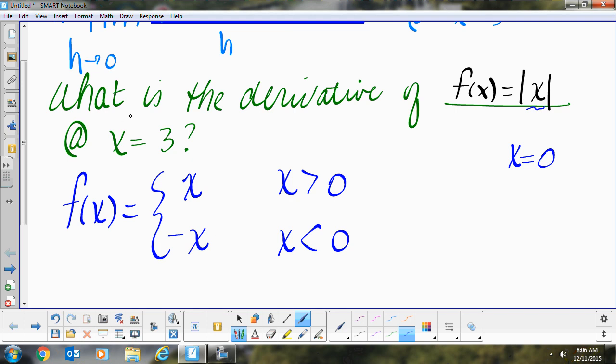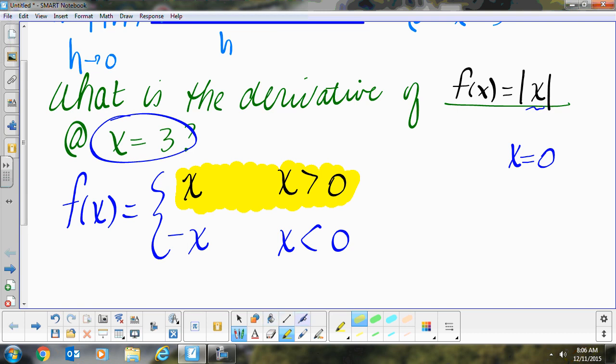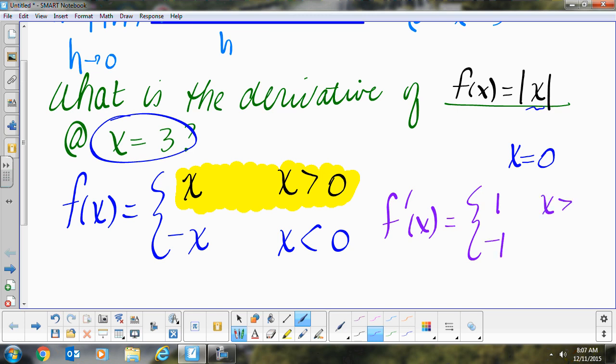Now the question is, where is 3? Is 3 on the top function, or is 3 on the bottom function? It is the top function. How do we know 3 involves the top function? It is greater than 0. Do you remember how to do the derivative of a piecewise function? What's the derivative of the top function? What's the derivative of the bottom function? So when you have numbers that are bigger than 0, the derivative is 1. And when you have numbers less than 0, oh, we can put an equal sign anywhere, then the derivative will be negative 1.